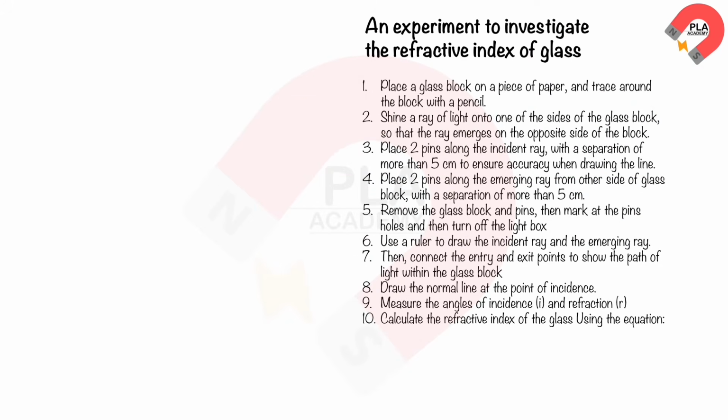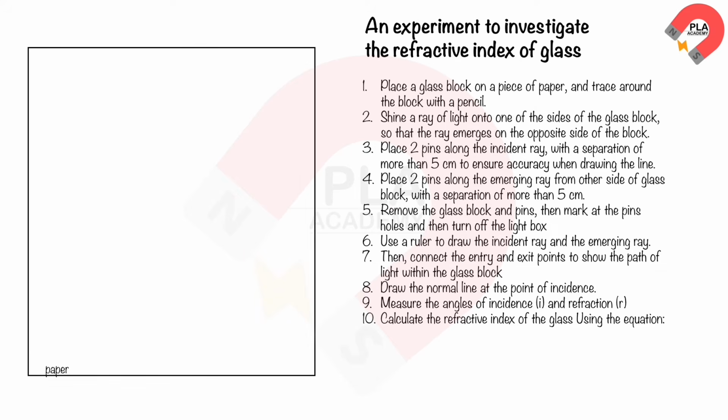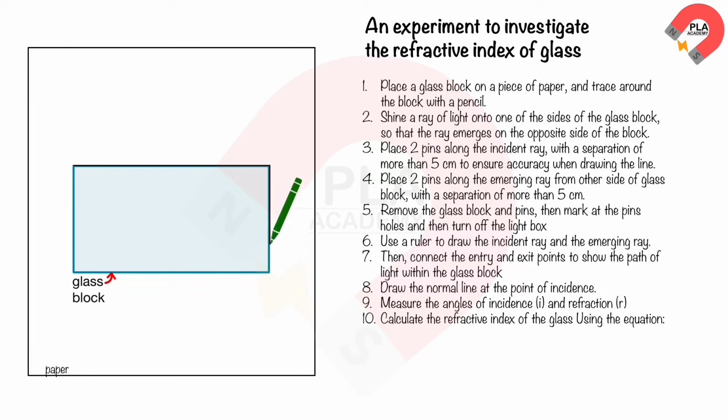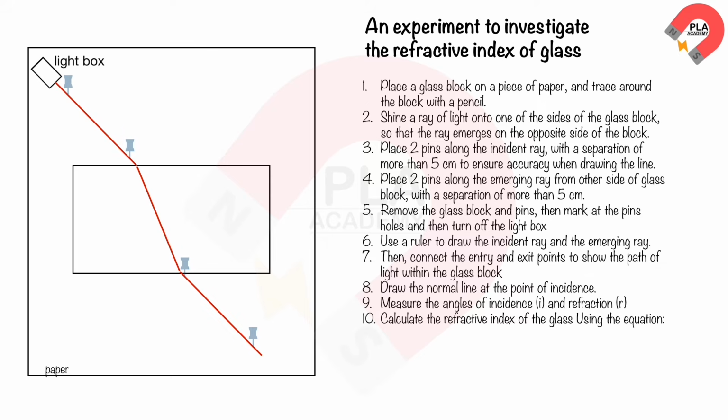An experiment to investigate the refractive index of glass. Place a glass block on a piece of paper, and trace around the block with a pencil. Shine a ray of light in air on the glass block. Place 2 pins along the incident ray, with a separation of more than 5 centimeters, to ensure accuracy when drawing the line. Place 2 pins along the emerging ray from the other side of the glass block, with a separation of more than 5 centimeters. Remove the glass block and pins, then mark the pin holes.